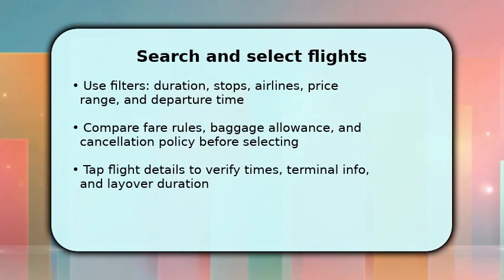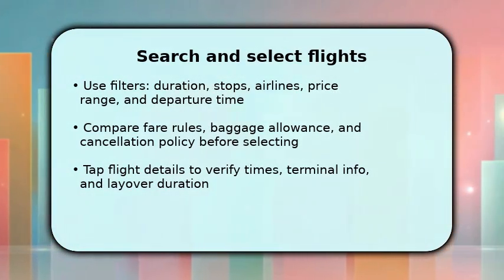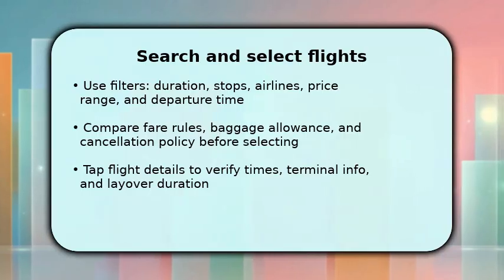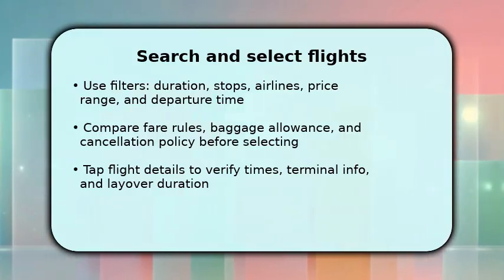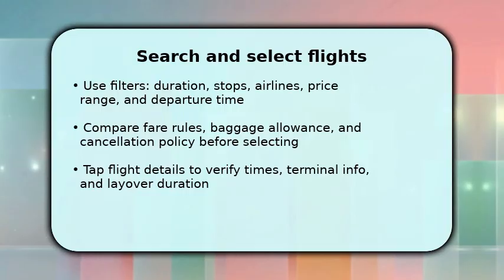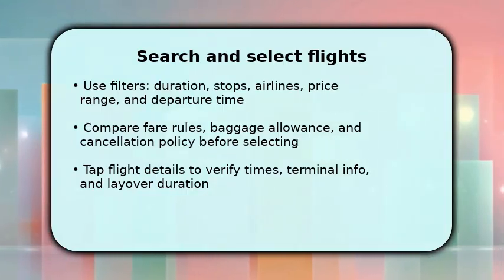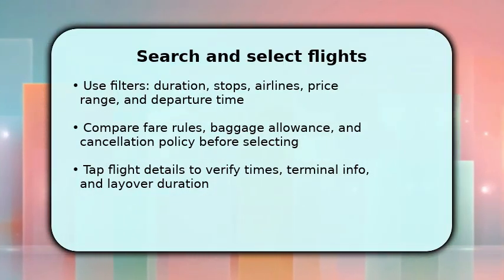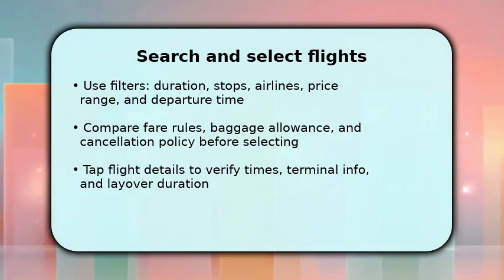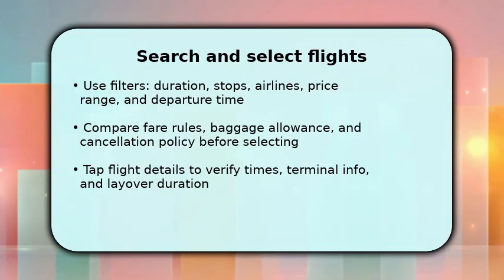Now you perform a targeted search. Enter airports and dates, then apply filters to remove long layovers or expensive carriers. You pick a flight by evaluating total price and fare rules because the cheapest fare often restricts refunds or seat selection. Tap the flight to check baggage allowance and exact arrival/departure terminals so transfers are realistic.